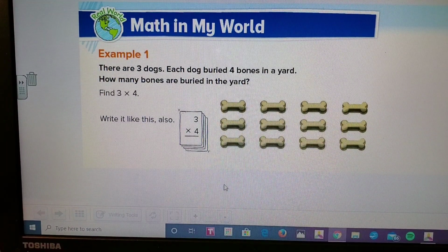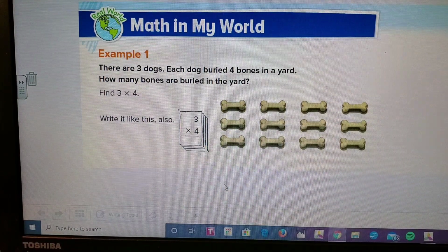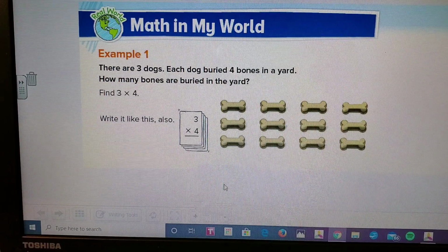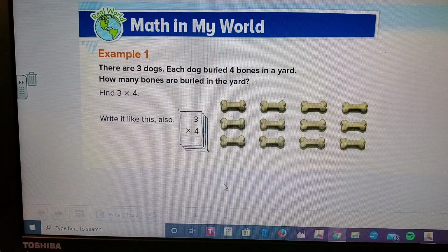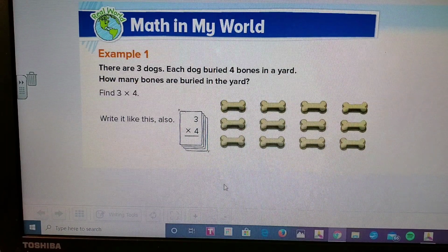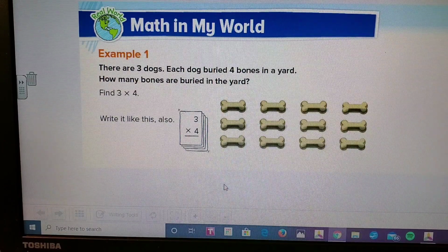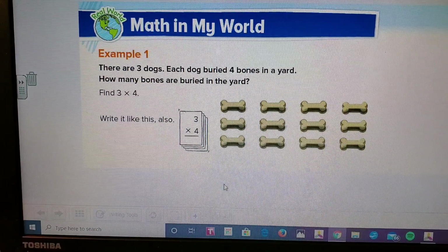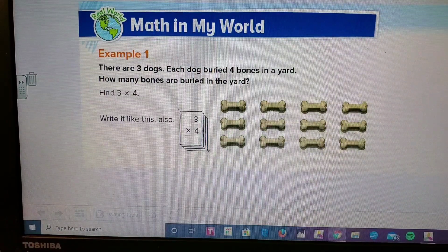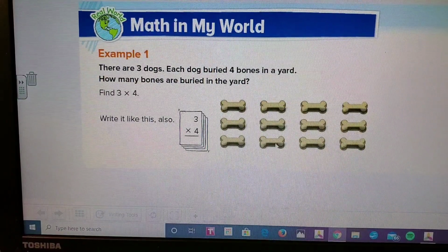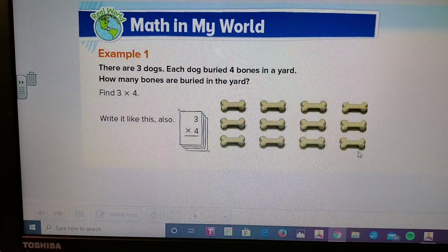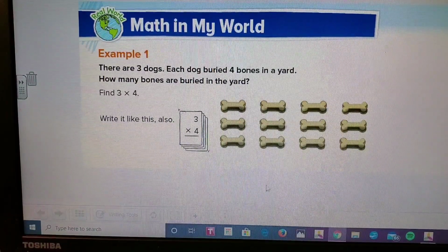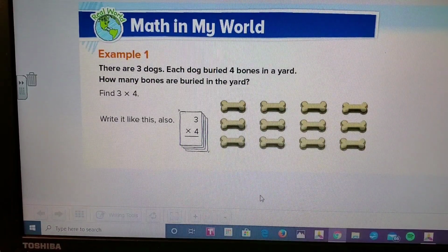Here we are on example 1, Math in My World. There are 3 dogs. Each dog buried 4 bones in a yard. How many bones are buried in the yard? Find 3 times 4. Write it like this also. So one is horizontal, that's the sentence, and then vertical, it's a multiplication problem. So here you have 3 rows, row 1, row 2, row 3, and in each row, you have 4 dog bones. 1, 2, 3, 4. So you're looking for 3 times 4.